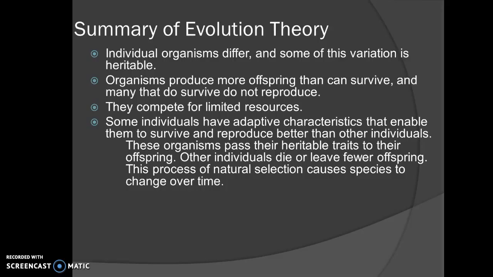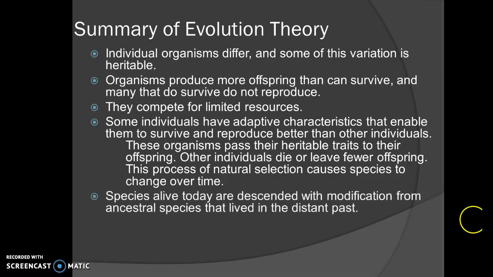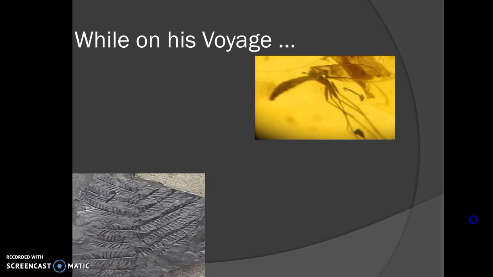We're not competing for those resources that are out in nature and in the wild. We're kind of pampered a little bit, being higher thought processors. So species alive today are descended with modification from ancestral species that lived in the distant past.